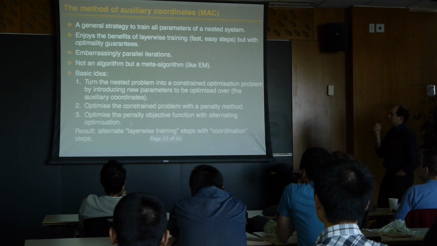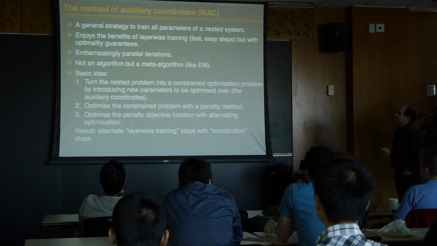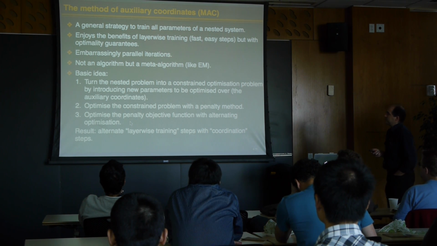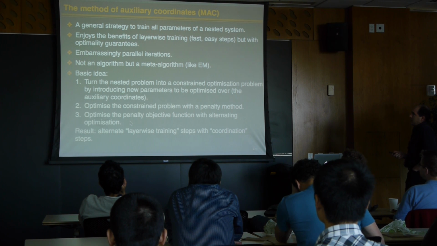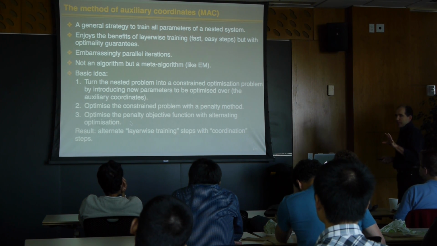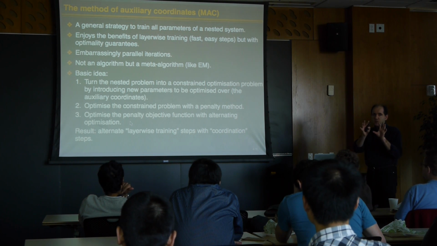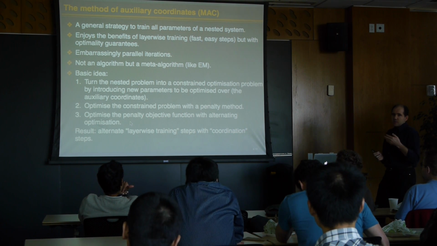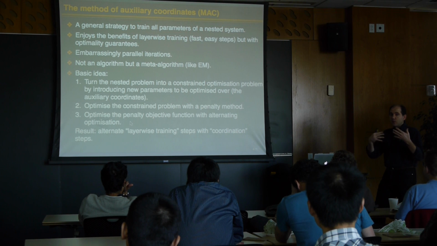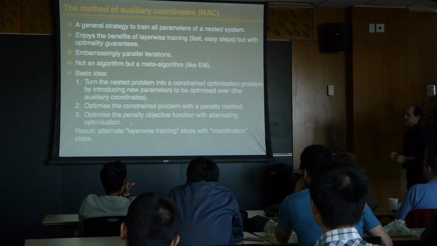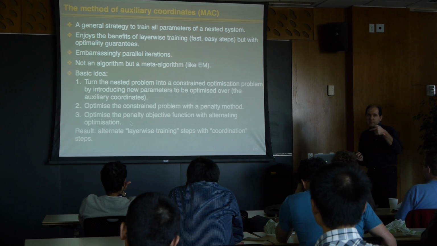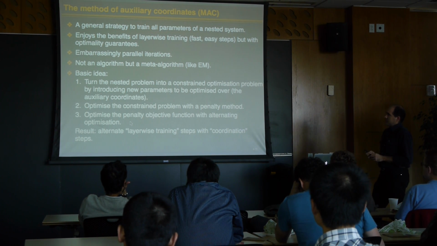Then I'm going to introduce the main topic of this presentation, which is an algorithm that I call the method of auxiliary coordinates, which is a general strategy to train this type of systems. It's not really an algorithm, but a meta-algorithm, like EM. So it is a technique that takes your problem and is going to derive from there a specific algorithm in a certain way. The algorithm eventually comes out very simply, and it tends to look like the layer-wise thing that I just described, but corrected with another step that coordinates the different layers, so that the convergence is guaranteed. And also, the steps that you're going to get, the iterations, are embarrassingly parallel. So they decompose into separate subproblems.